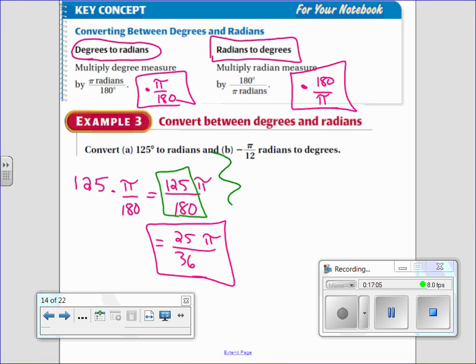Let's try going the other way. Let's try starting with radians. So it's negative pi over 12.